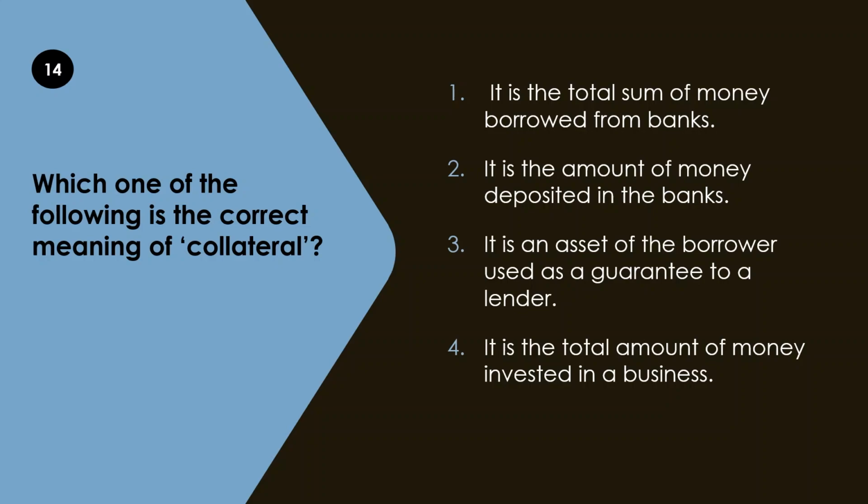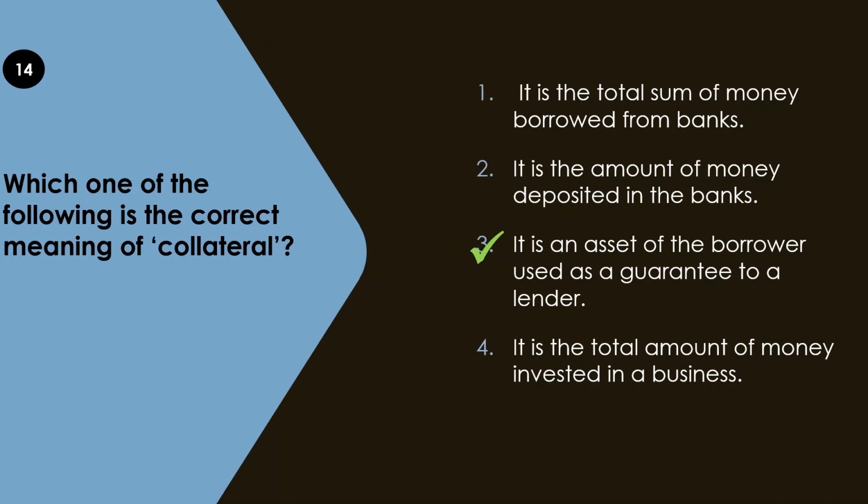So you might have examples like house papers, stocks, shares, bonds, certain vehicle papers that you leave with the lender. That is called collateral. So if you look at the third option, it is an asset of the borrower used as a guarantee to a lender. The fourth option sounds incorrect because it is the total amount of money invested in a business. Investment refers to capital, while collateral is a guarantee for loans. So the correct answer is the third one.